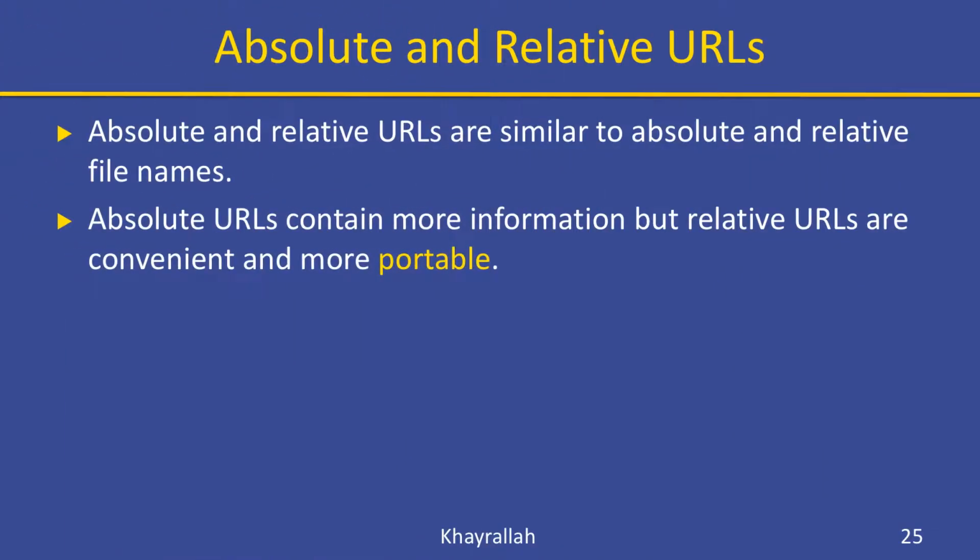There are 2 types of URLs that we'll be dealing with when we crawl the web. There are absolute URLs and there are relative URLs. So absolute and relative URLs are similar to absolute and relative file names. Absolute URLs contain more information, but relative URLs are convenient and more portable.